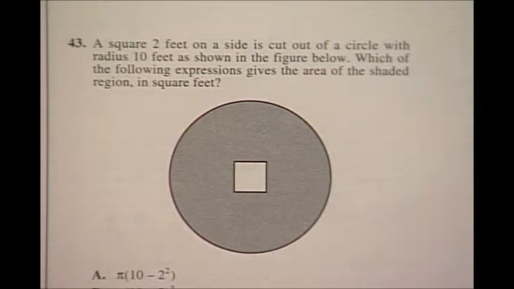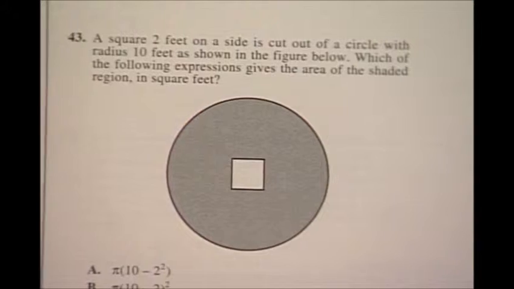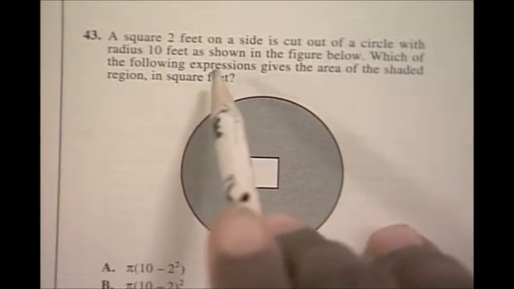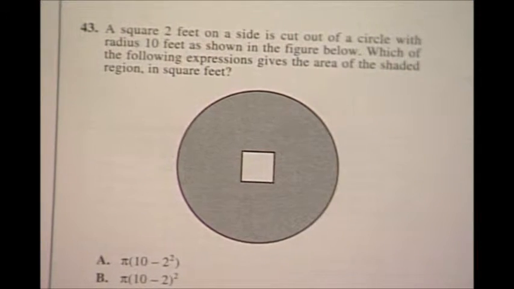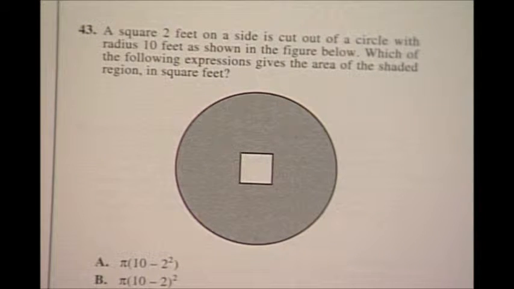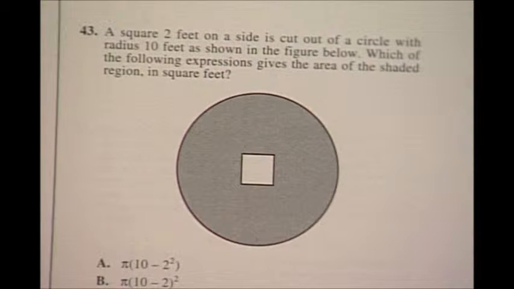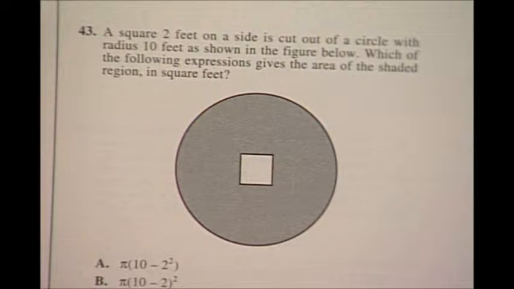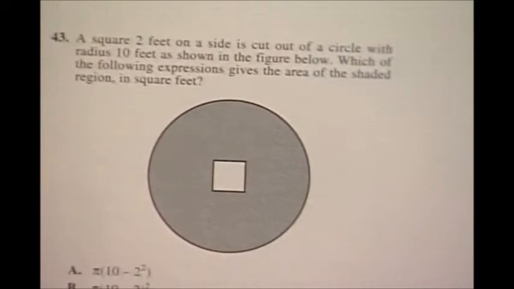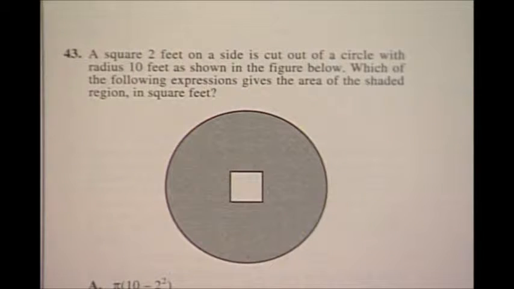A square 2 feet on a side is cut out of a circle with a radius of 10 feet as shown in the figure below. Which of the following expressions gives the area of the shaded region in square feet? All right, in square feet. So you've got some huge circle, and then someone went in and cut a hole in it. Imagine that's a pizza or something like that. You've got a pizza, and somebody comes and cuts a square out of your pizza. They went and ate it.